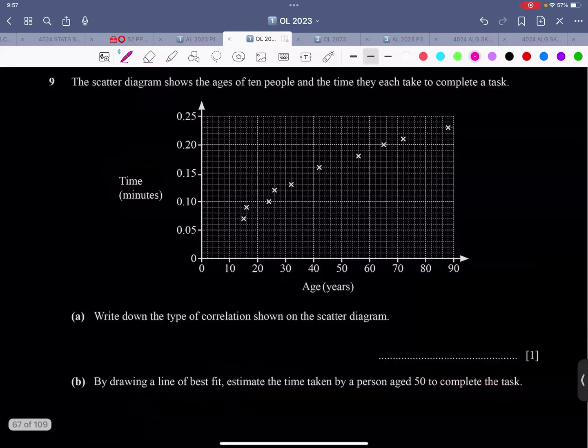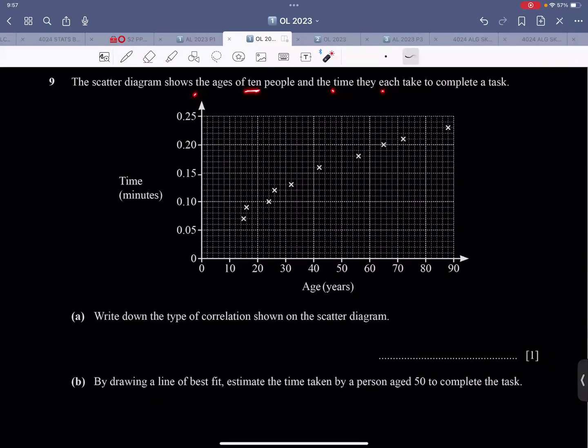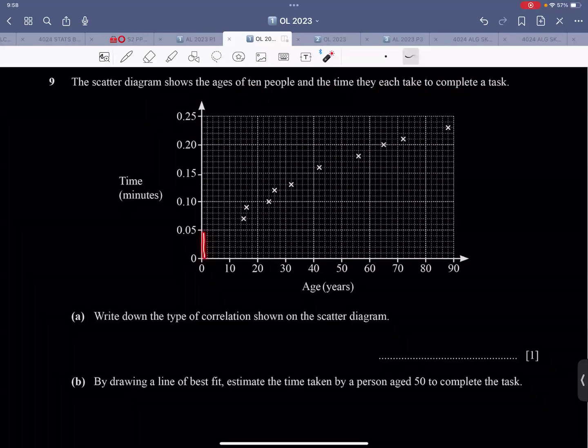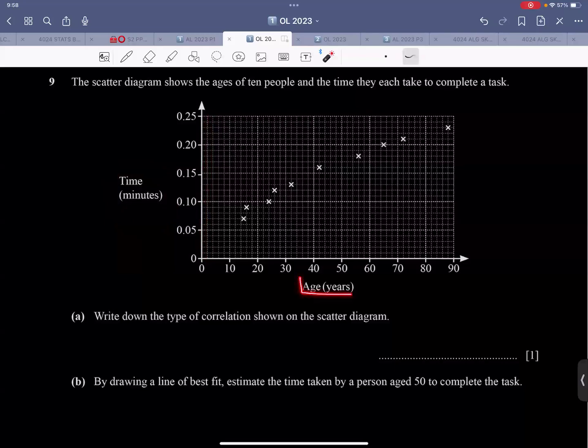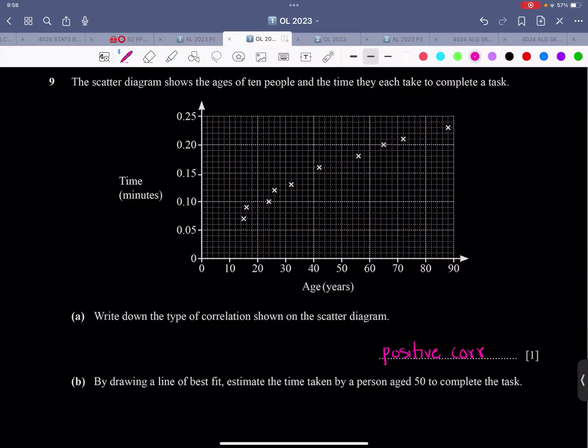Question number 9. The question says, the scatter diagram shows the ages of 10 people and the time they each take to complete a task. So vertical is the time in minutes. Horizontal is the age in years. Basically, what we are seeing is that for a particular task, with the passage of years, with increasing age, the time in minutes is increasing. That is what is happening. Write down the type of correlation. So we will say it is a positive correlation that is shown in the diagram.